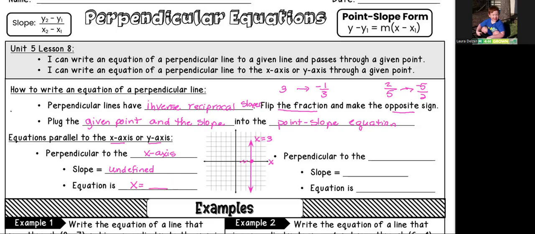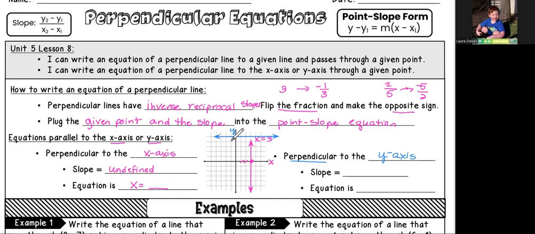This is as compared to if it's perpendicular to the y-axis. Okay, let's make a perpendicular line to the y-axis. First, let's make sure that we know and understand that the y-axis is the vertical line, right? So for it to be perpendicular to that line, it's going to have to go through that y-axis.